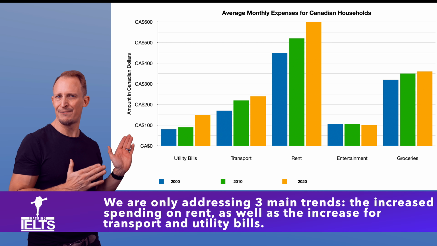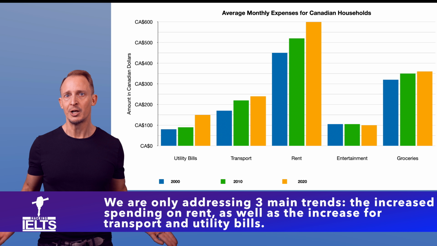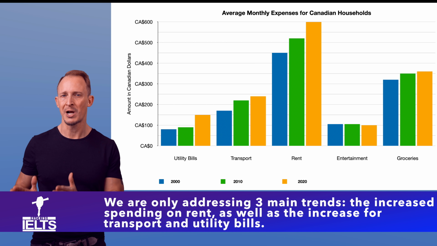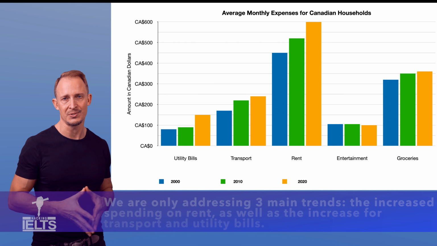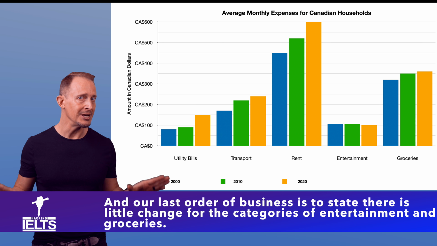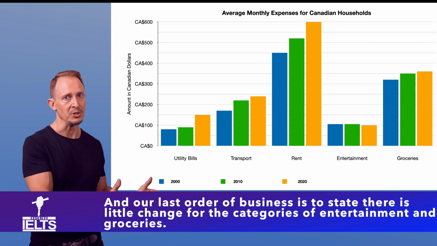Since this is a fairly basic bar graph, we're only addressing 3 main trends: the increased spending on rent, as well as the increase for transport and utility bills. And our last order of business is to state there is little change for the categories of entertainment and groceries.